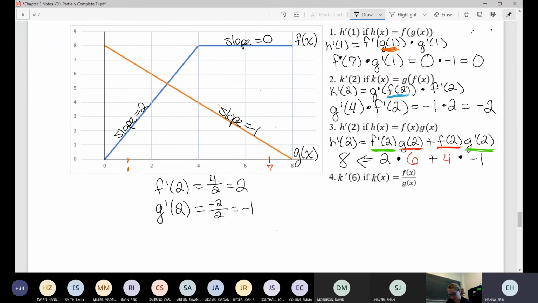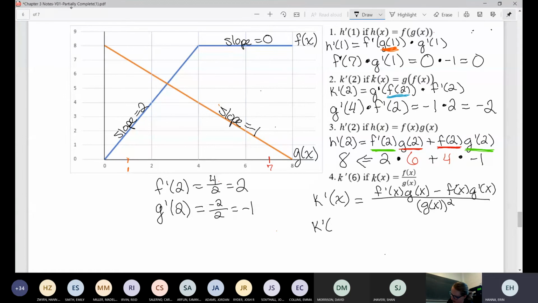For this last one, we have a quotient, so we need to use our quotient rule. I have a bit more space here, so I'll do the generic one first. The derivative of the top times the bottom minus the top times the derivative of the bottom, all over the bottom all squared.